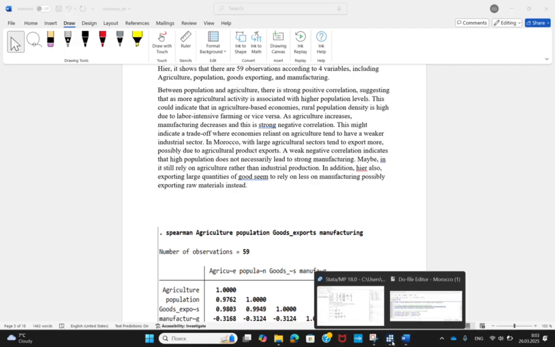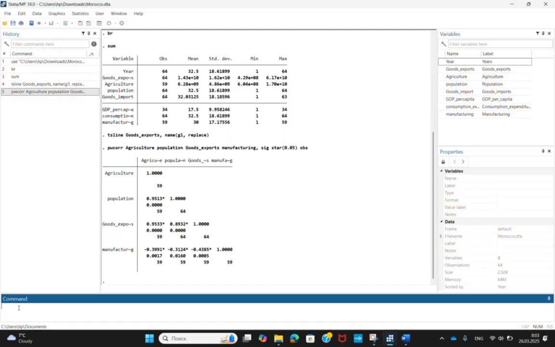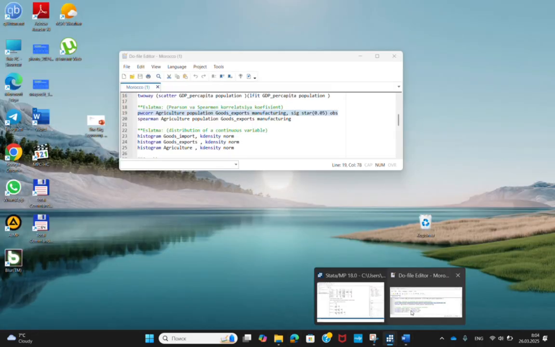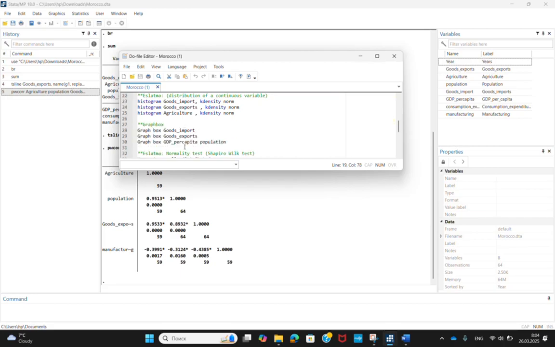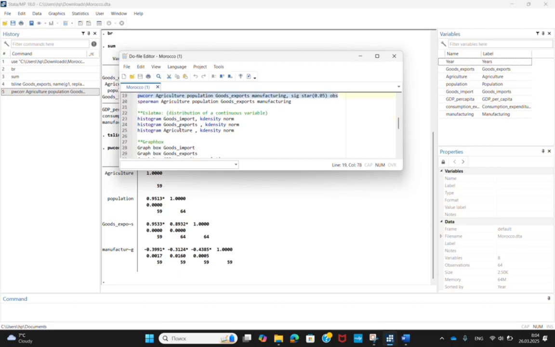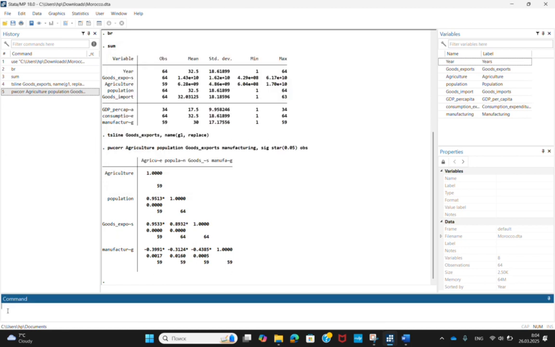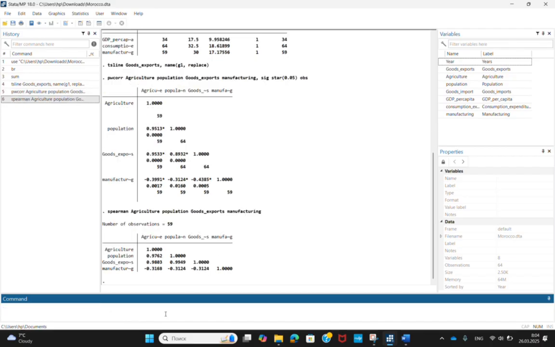Let's see it in Stata. Spearman. I need my do file. Agriculture, population, goods exports, manufacturing. The relationship between population and agriculture, goods exports and population, manufacturing, agriculture, population, goods and manufacturing, and so on.